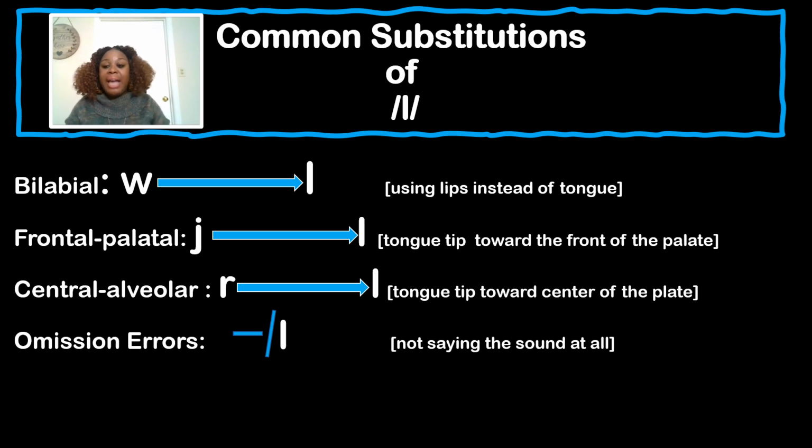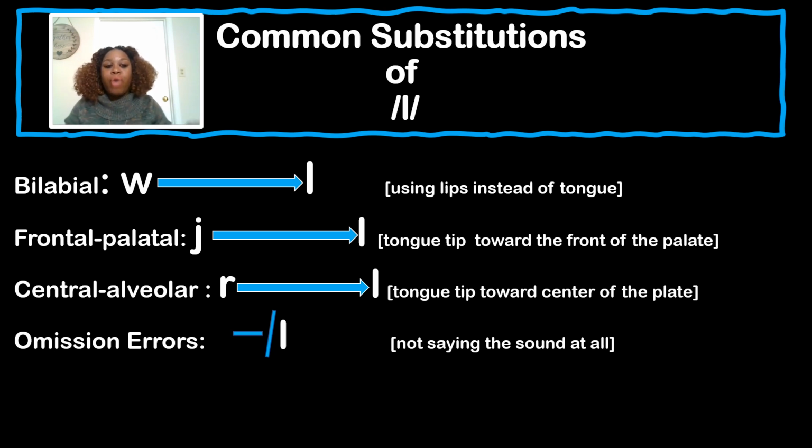So instead of saying light, they may say white. When the W sound is done instead of the L sound, this person has completely not used their tongue at all. No tongue movement has been activated. They won't move their tongue, but they're bringing their lips forward in an attempt to make the L sound. So it says using the lips instead of the tongue, and that's exactly what happens.